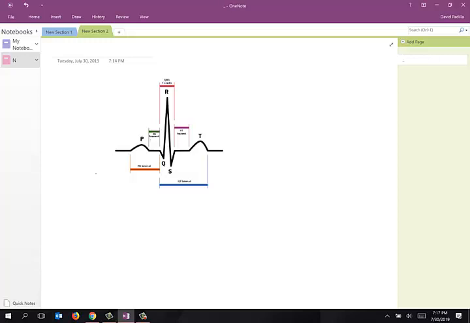The area that I want to focus on right now is the QRS complex and what we call the J point, because this is what's going to be important to us when we look at 12 lead EKGs and we're looking to figure out if the patient has ST elevation or ST depression or any type of changes that may indicate that there's something going on.